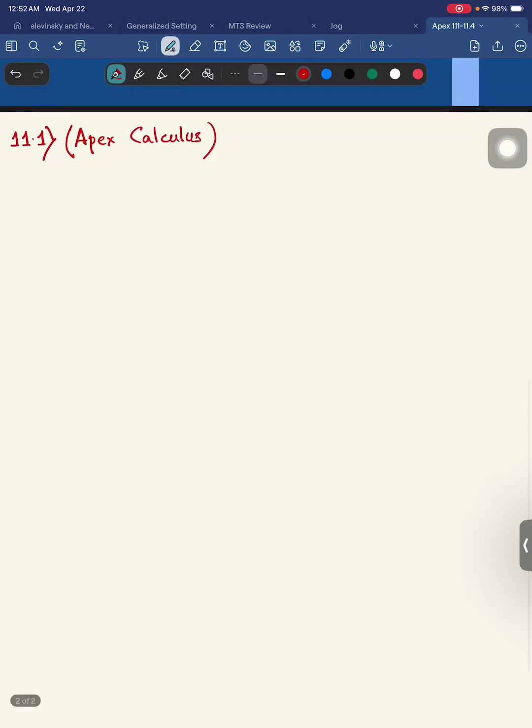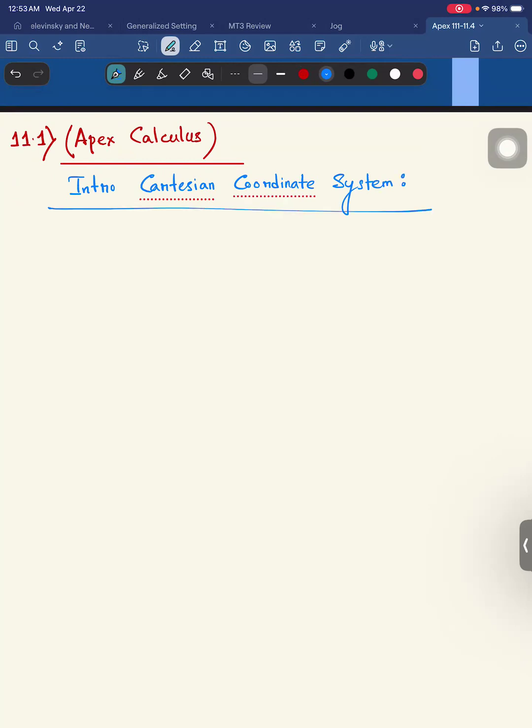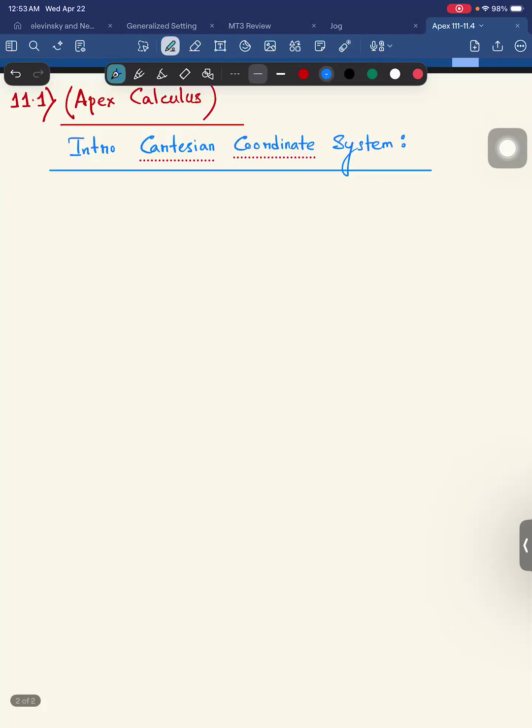So what is this chapter about? This is about the introduction to the Cartesian coordinate system. So the question is, what are we going to learn in this particular section? Well, I'm going to introduce you to the 3D coordinate system and how certain specific figures and structures look in terms of equations in 3D space.